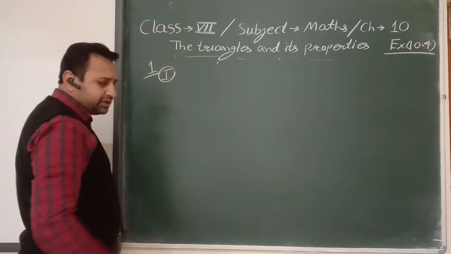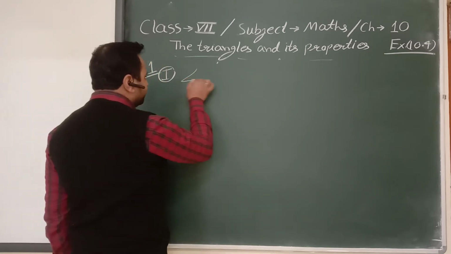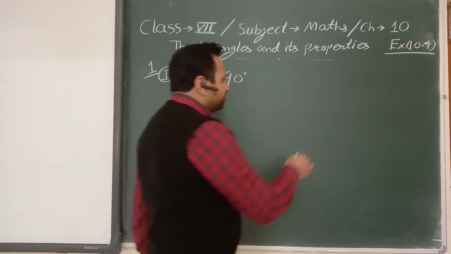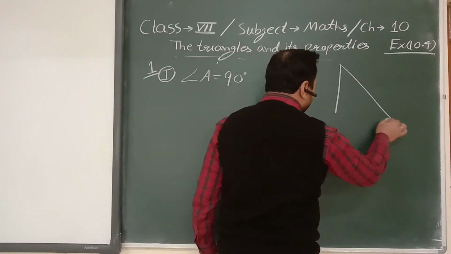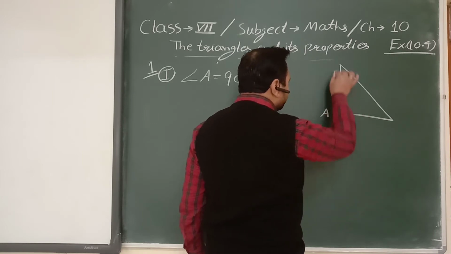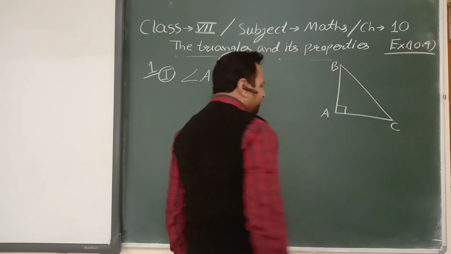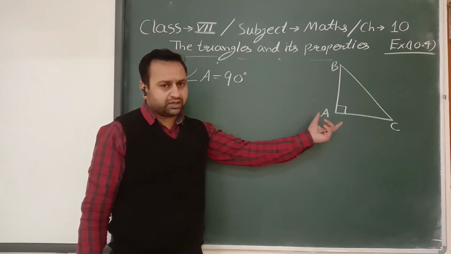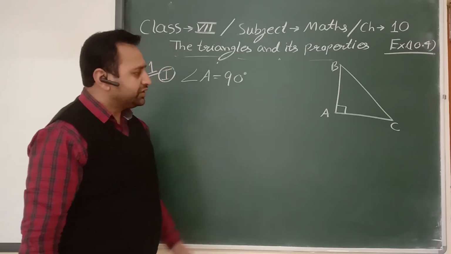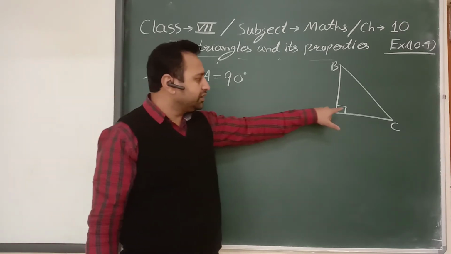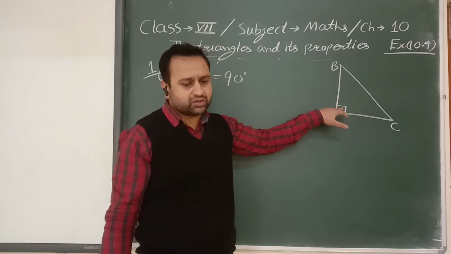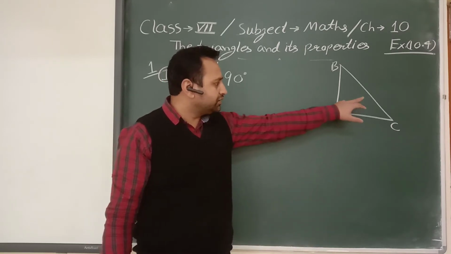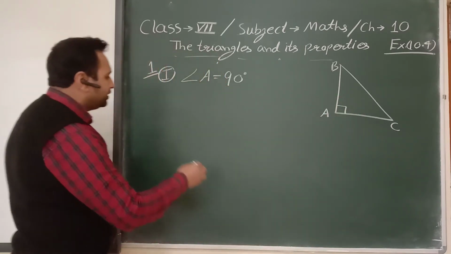In the first part it is given that angle A is a right angle. Angle A is 90 degrees. So we have to draw a triangle ABC in which angle A is 90 degrees, and we know that the triangle in which one angle is 90 degrees is called a right angle triangle. So we just draw a right angle triangle, and in the previous video we discussed that in a right angle triangle the side opposite to 90 degrees is called the hypotenuse, and the hypotenuse is the longest side. So we observe that the side BC is opposite to the 90 degree angle.